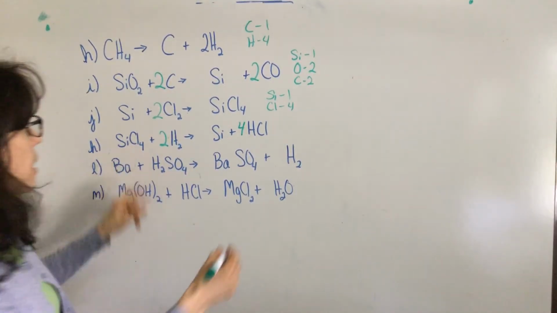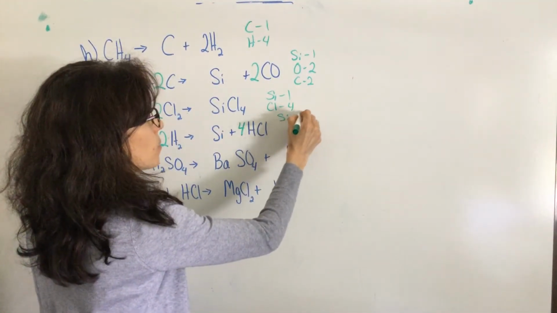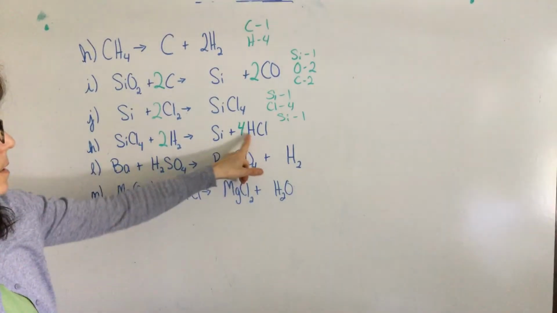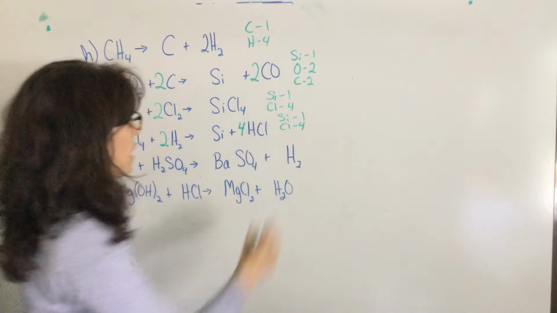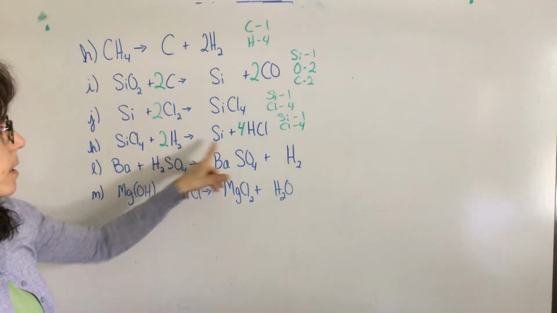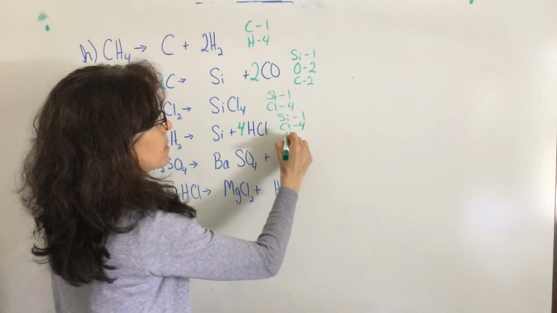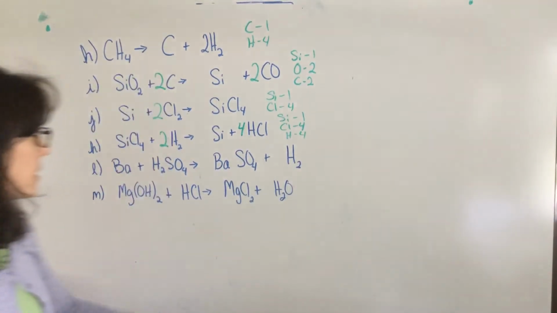So let's just check these off. Silicon has 1, chlorine 4 on each side, and hydrogen 4 and 4. All right, easy peasy so far.